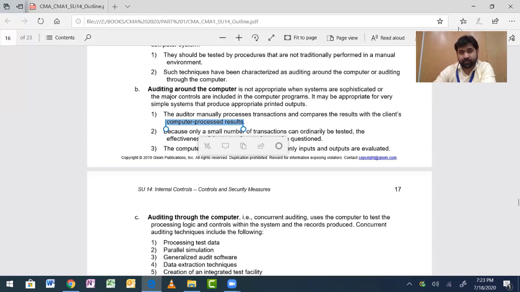Because only a small number of transactions can ordinarily be tested, the effectiveness of the test of control must be questioned. The computer is treated as a black box and only inputs and outputs are evaluated.